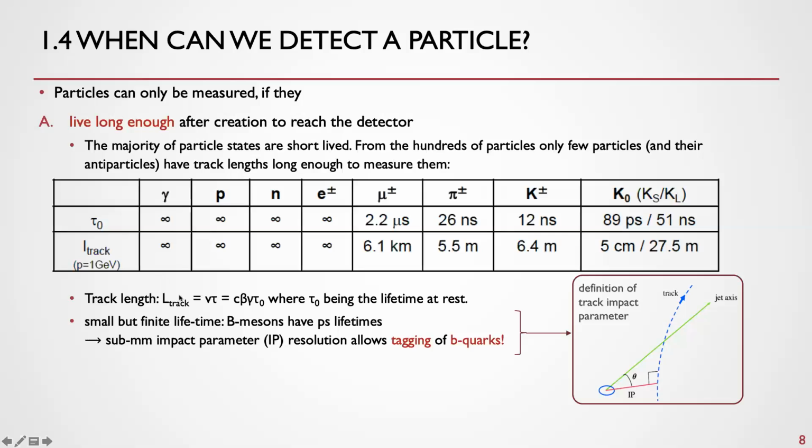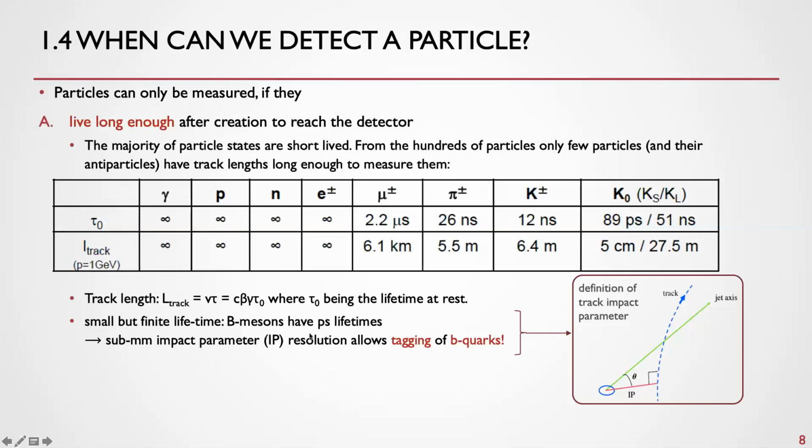This is important because there are important particles with a small but finite lifetime, and these are the B-mesons, and we're very lucky that this is so. A B-meson has picosecond lifetimes. See the kaons, they travel with 90 picoseconds, 5 centimeters. B-mesons have picosecond lifetimes, which means we get the displacement of hundreds of microns. And if we get tens of microns resolution in the position measurement, we can identify B-mesons.